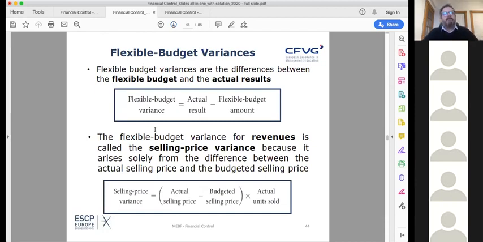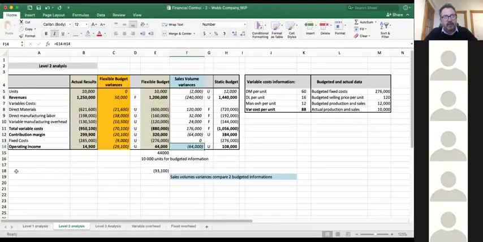Now we can focus on the flexible budget variances, the ones in orange in our Excel file. So let's go back to the Excel file. Now we're going to get into the details of these ones.